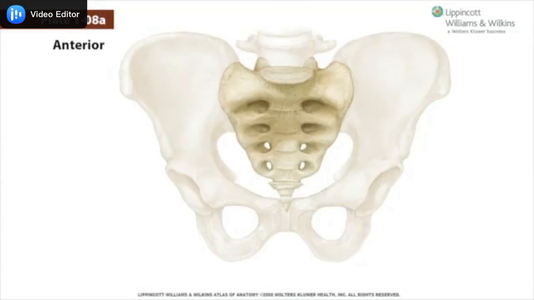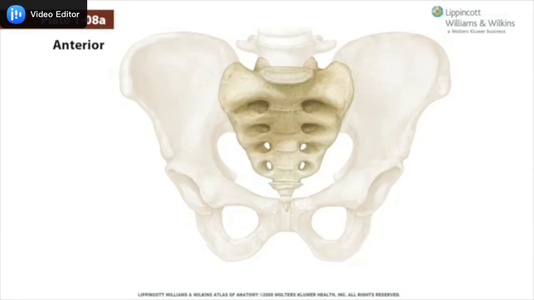The sacrum articulates with the left and right hip bones to complete the pelvic girdle posteriorly. You may recall from the Solid Anatomy lecture on the deep back that the sacrum is formed by the 5 sacral vertebrae that fuse to form a single triangular bone.